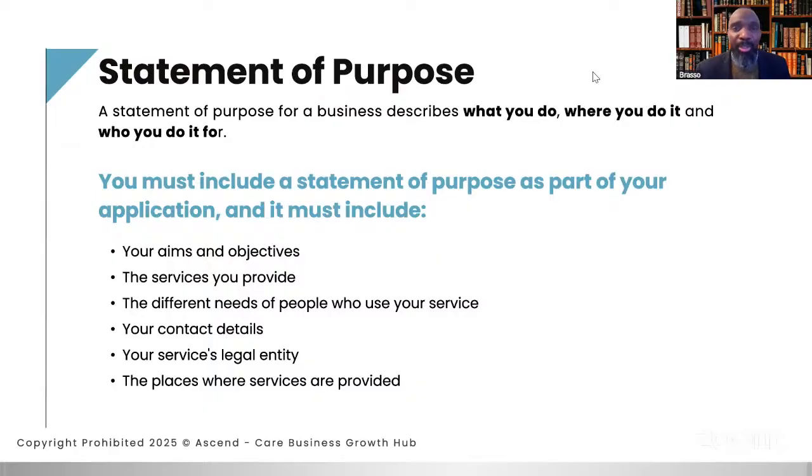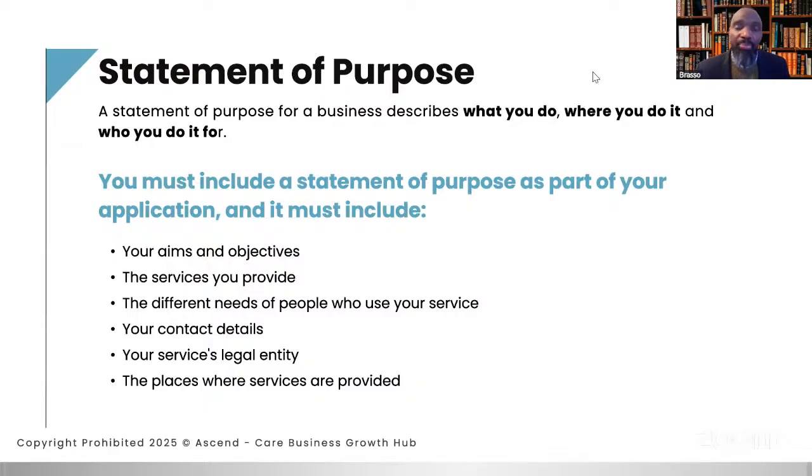The statement of purpose needs to talk about the services specifically that you are going to provide. It needs to talk about different needs of people who will be using your services, your contact details, your legal entity, whether you are a limited company, limited liability partnership, CIC, whichever legal entity your business is registered as. And that's very, very important that you follow that. The places where services are provided.